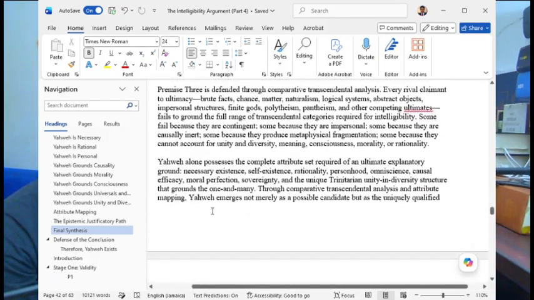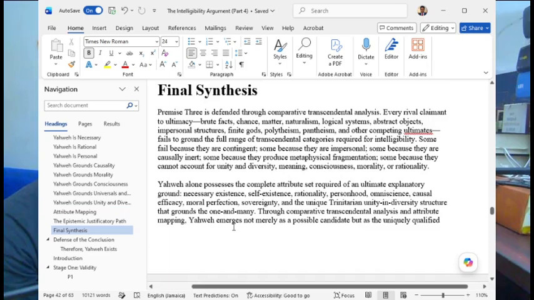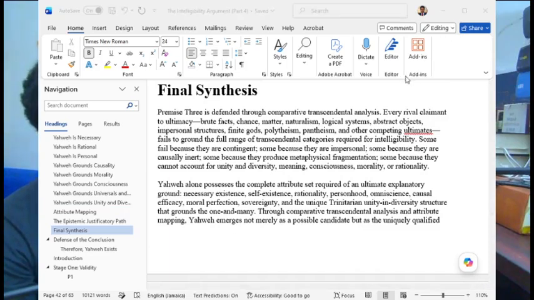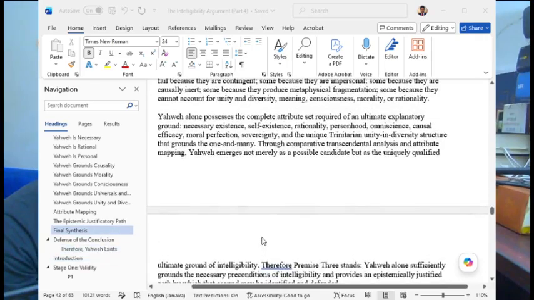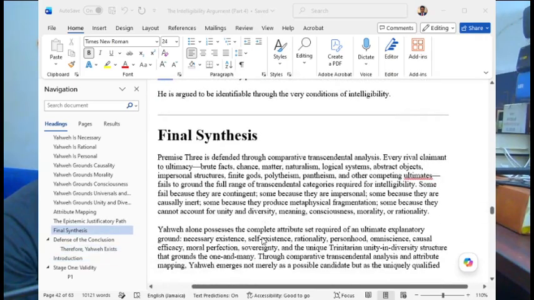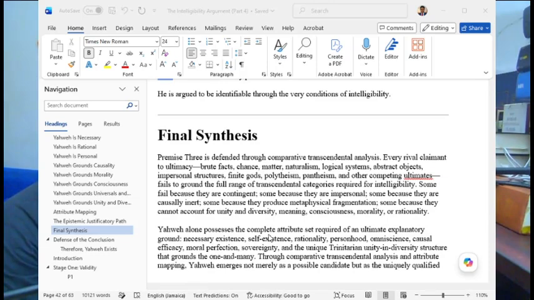And the final synthesis. Man, I'm going to have to do this another time. I'm feeling pretty tired now. But guys, you can pause. You can take a screenshot of this and read it. But I'm just going to read this and then jump off of here. So premise 3 is defended through comparative analysis.